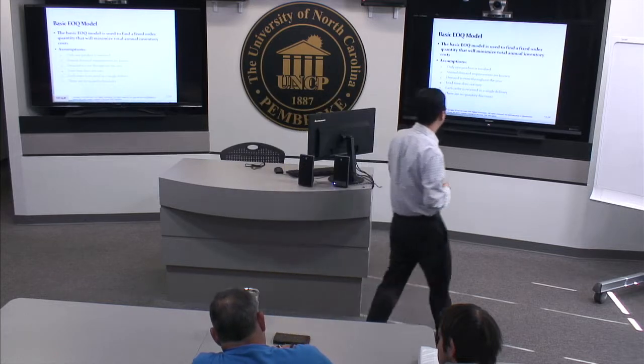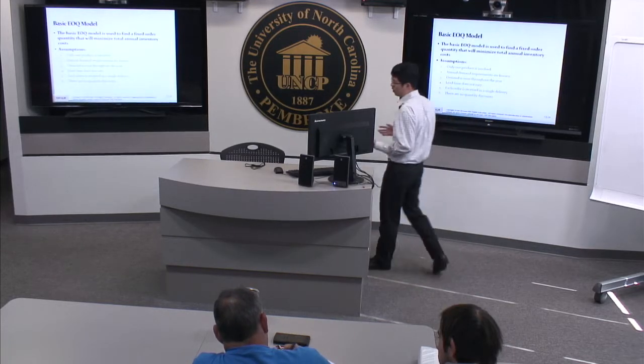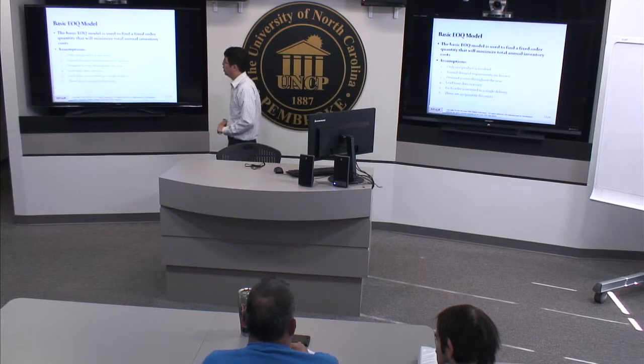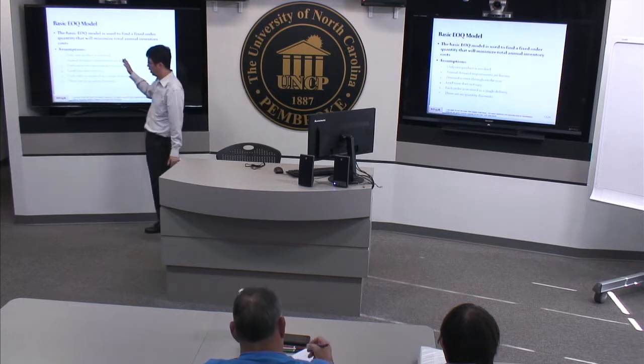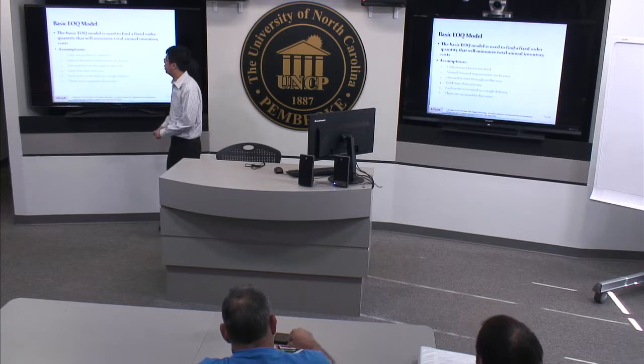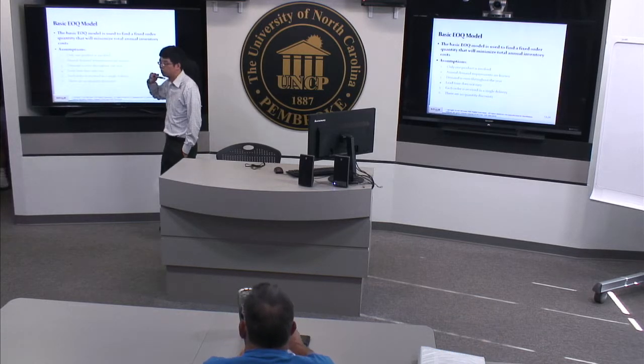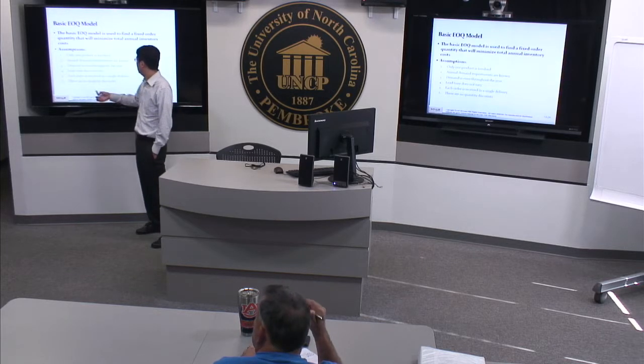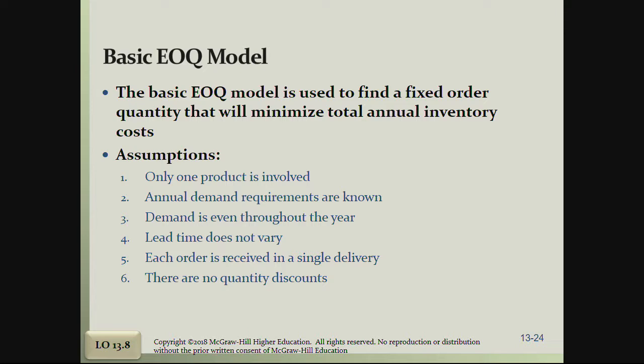Today's class I think is very important because we will begin the model journey of this chapter. EOQ model. We have discussed that to use this basic EOQ model, we need to satisfy several assumptions. Some assumptions are pretty easy to satisfy, for example, no quantity discounts or receiving a single delivery. But some assumptions are pretty strong. In reality, they're really hard to satisfy.